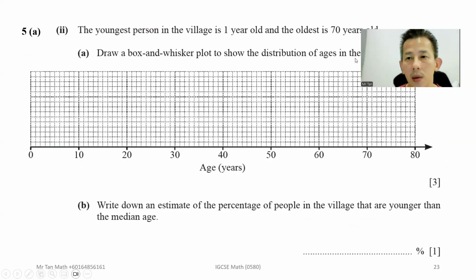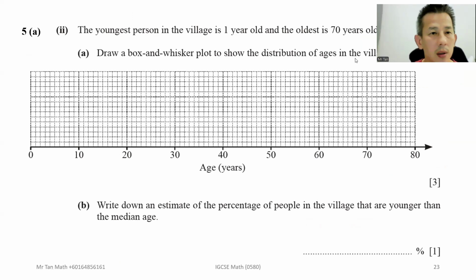Part 2. The youngest person in the village is 1 year old and the oldest is 70 years old. Draw a box and whisker plot to show the distribution. So first we have the lowest and the highest. Put the lowest, put the highest. And then you have the median, which should be 25.